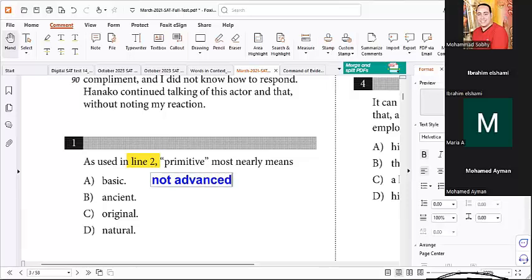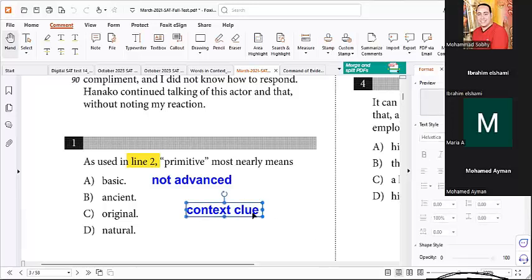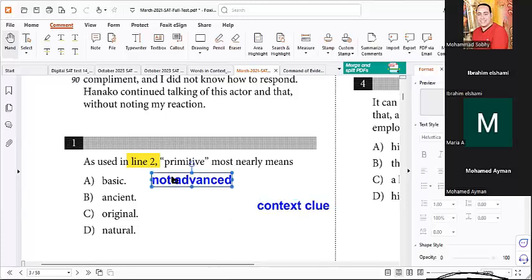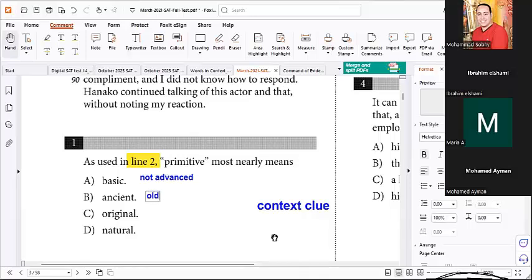This question goes to the category of context. The skill needed is context clue words. So we categorize this question under the context clue. Basic means not advanced, not developed. Ancient means old or original. Original means authentic, like not fake, not a copy, authentic.